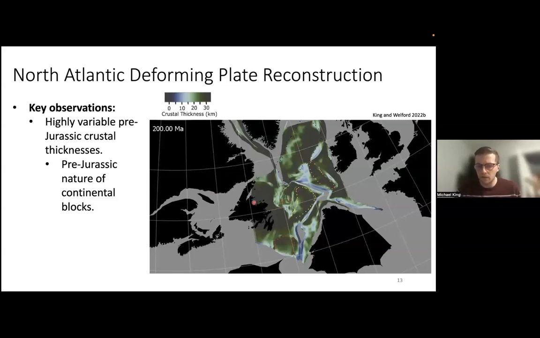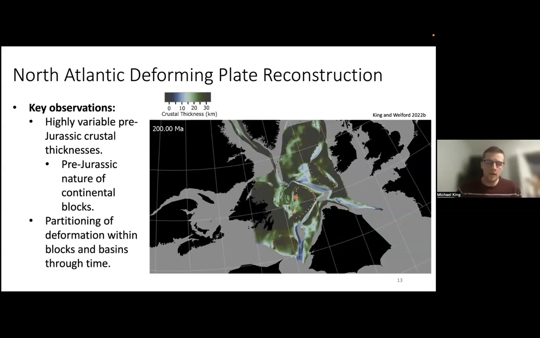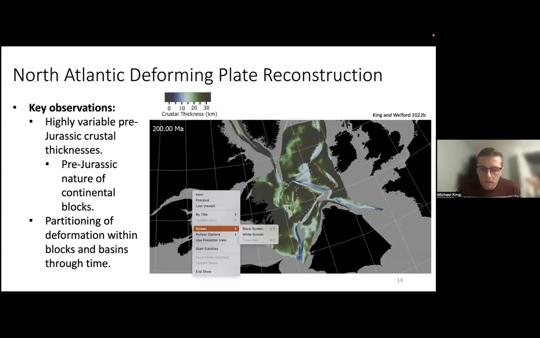For example, on the Newfoundland margin, we can see quite a bit of variability in the crustal thicknesses. We can also see the pre-Jurassic nature of the continental blocks, these thicker areas of crust that we're seeing here, such as the Flemish Cap along the Newfoundland margin. And then as I start to play this video, we'll see how the deformation and crustal thicknesses are partitioned and segmented through time, especially within the blocks and basins.